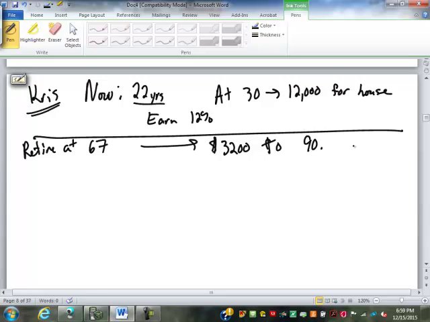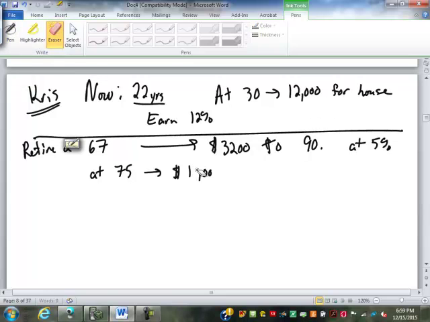He's going to earn, during the time of drawing out, 5%. And at 75 is going to take out an additional 12,000. Well, let's change that number so it's not confusing to you. He's going to take out 9,000. Only 3 zeros in 9,000. Let's move.